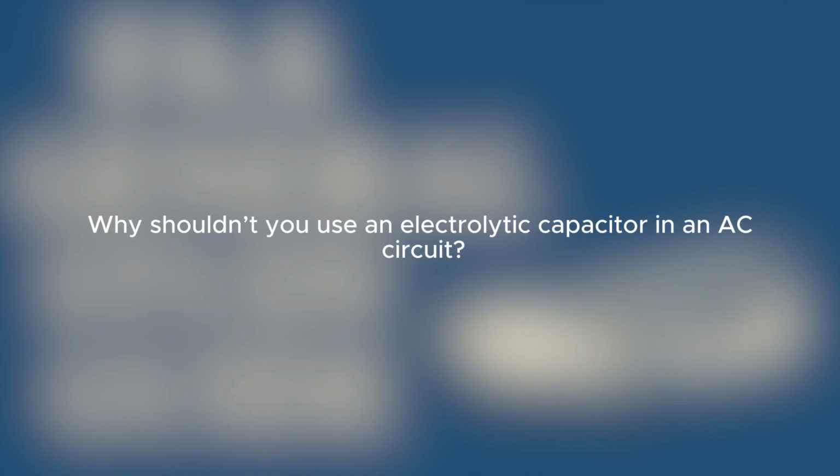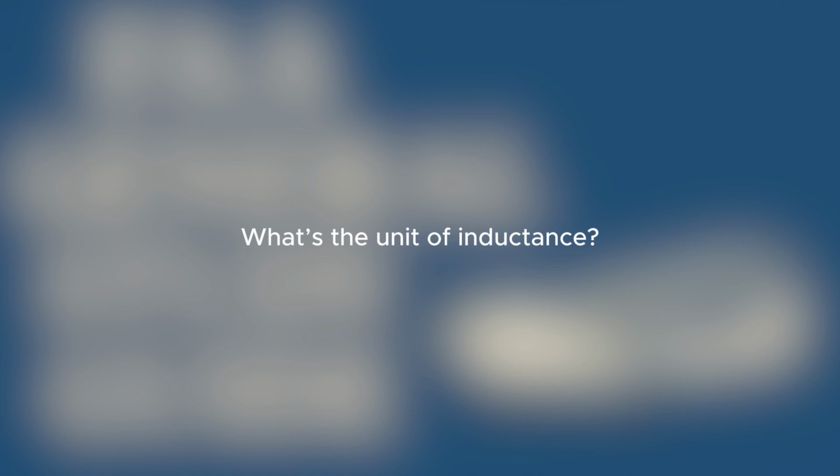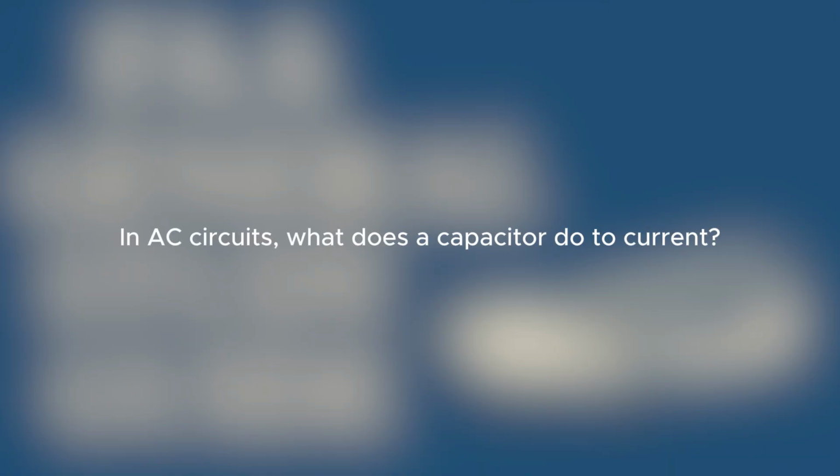Why shouldn't you use an electrolytic capacitor in an AC circuit? They're polarized, and will block current of the opposite polarity. What is inductance? The ability to store energy in an electromagnetic field and resist changes in current. What's the unit of inductance? The Henry, H.